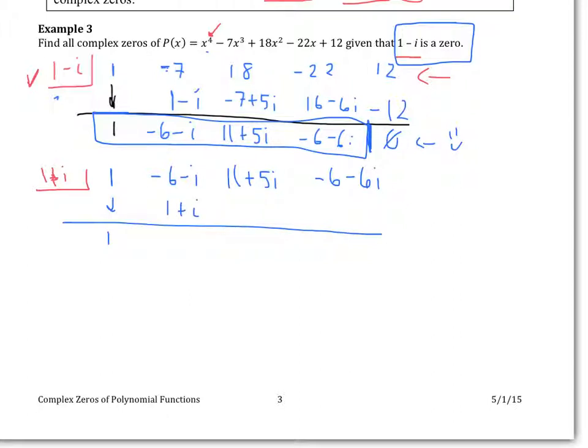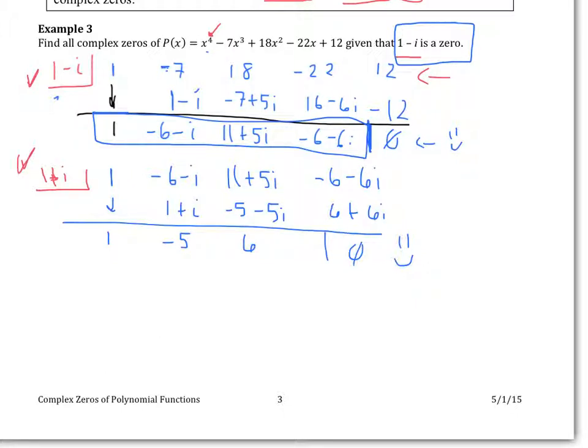Here you get, I wrote this down, you get negative 5 actually. And then when you multiply negative 5 times this, you get negative 5 minus 5i. And then when you do the math here, you get 6. Then 1 plus i is that, and you get 6 plus 6i. And then notice, yay, this is a 0, another 0, which is what we wanted. This is exactly what the theorem was saying.